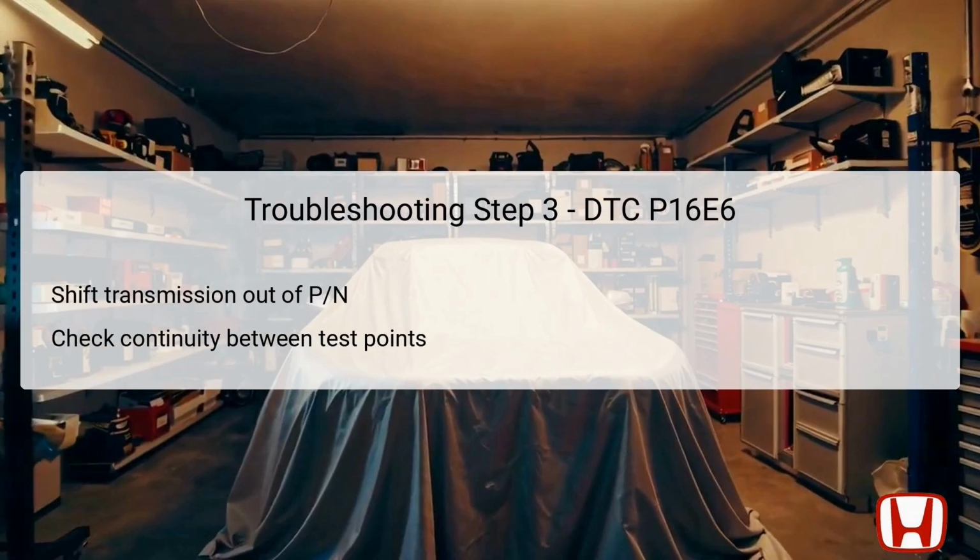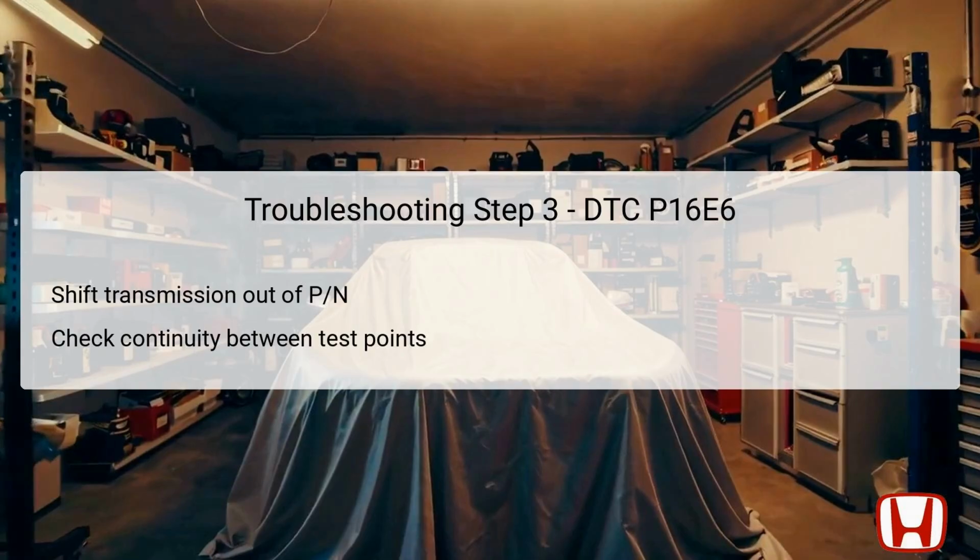The third troubleshooting step requires shifting the transmission to a position other than park, P, or neutral, N. This action helps verify that the transmission range switch is detecting the appropriate gear position. Following this, again check for continuity, with test point 1 at transmission range switch connector number 7 and test point 2 at connector number 1 of the same switch.